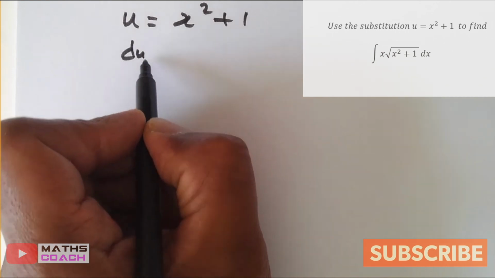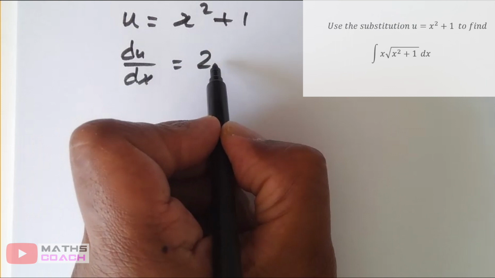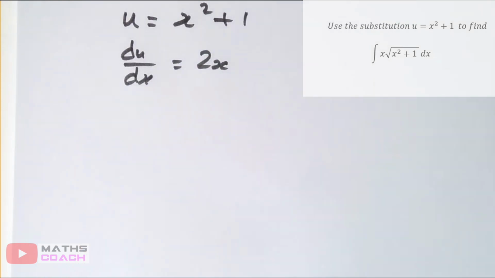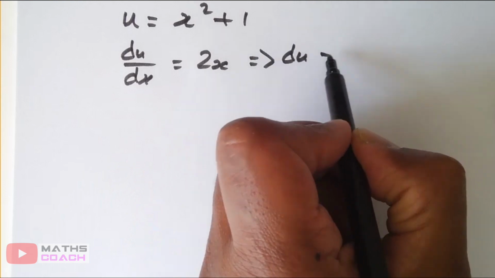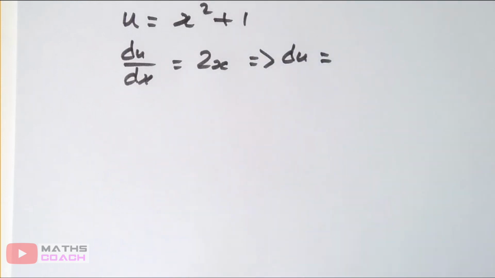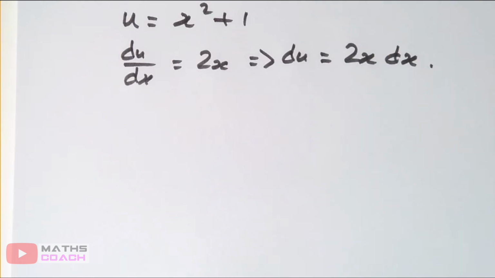So we have du/dx is equal to 2x. If you remember what we did last time, we then broke that up and made du the subject. So we can have 2x dx. We'll come back to that in a moment.